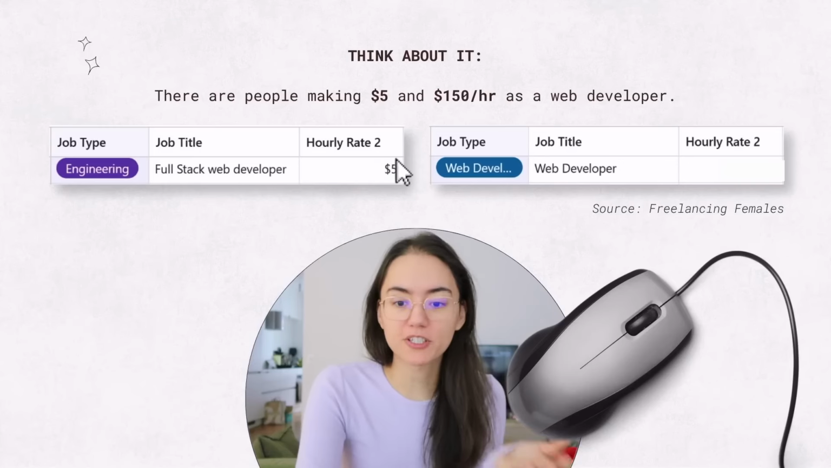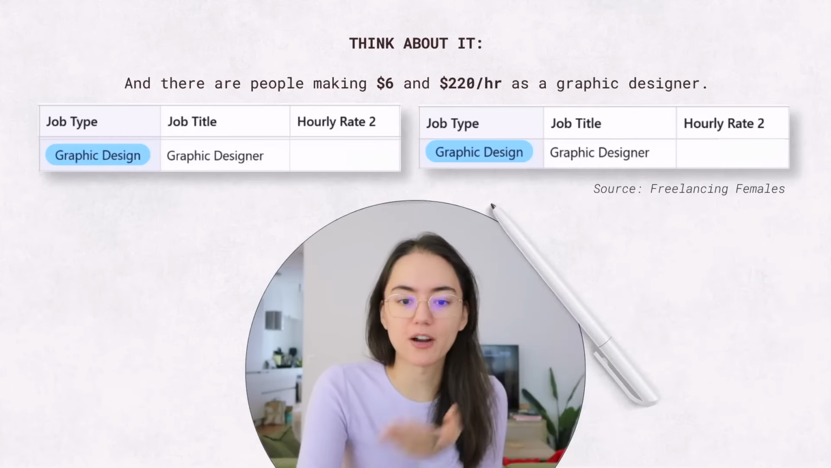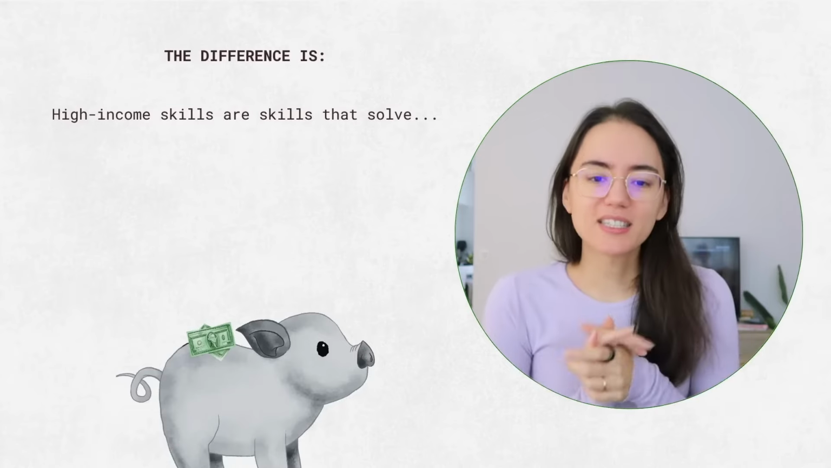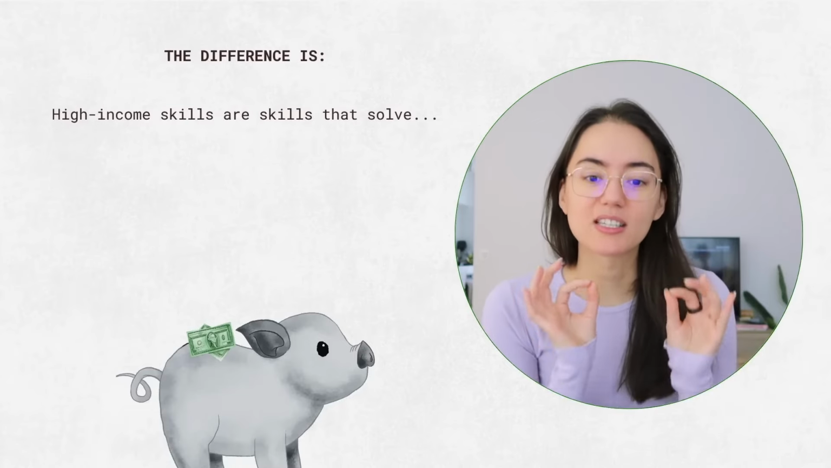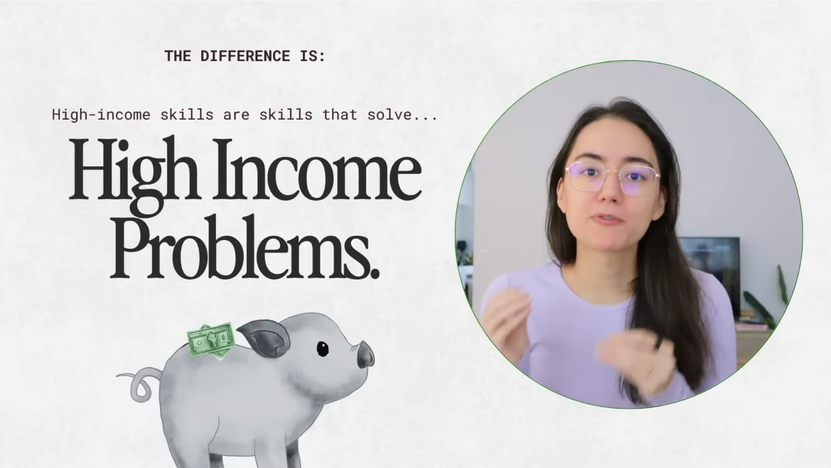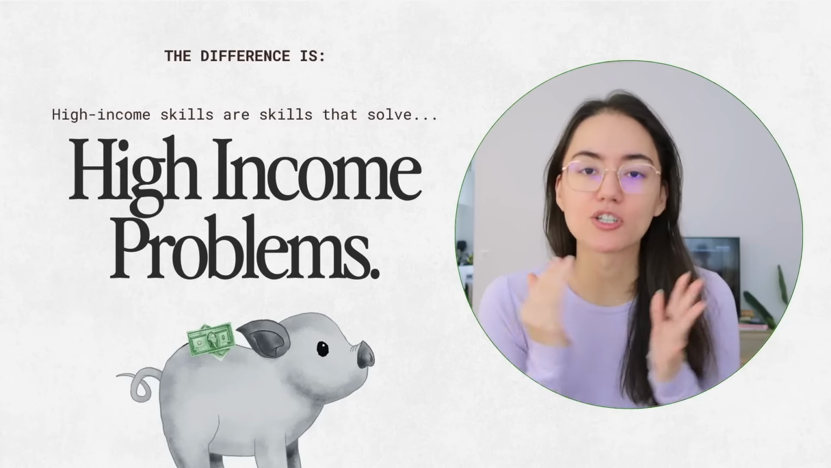Web developer, $5 an hour. Web developer, $150 an hour. Graphic design, $6 an hour. Graphic designer, $220 an hour. The difference is high income skills are skills that solve high income problems. High income problems are problems for people that can pay you a lot of money to solve that problem.